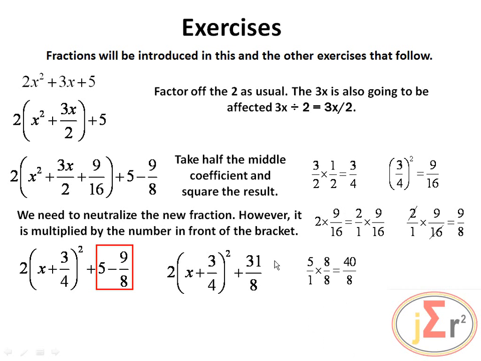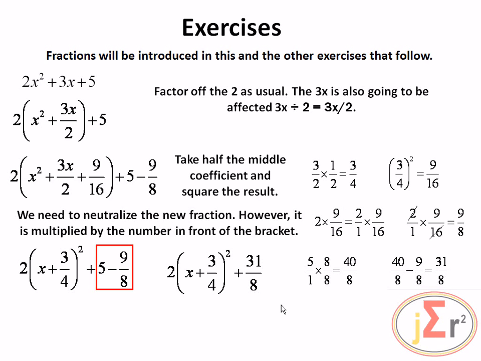Right? So, we have 40 over 8. So this 5 becomes 40 over 8. Of course, if we divide 40 by 8, we are going to get 5. So realize that it's the same thing, only that it has the same denominator as the 9 over 8, so that the subtraction can take place quite easily. So what do we say then? 40 minus 9 is 31. And that is how we arrive at this 31 over 8.